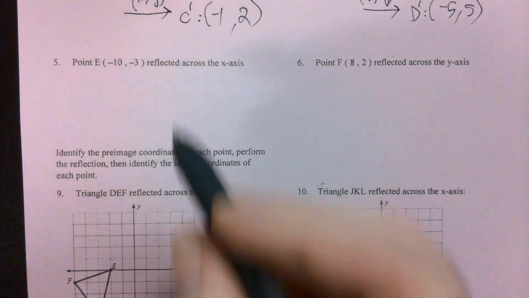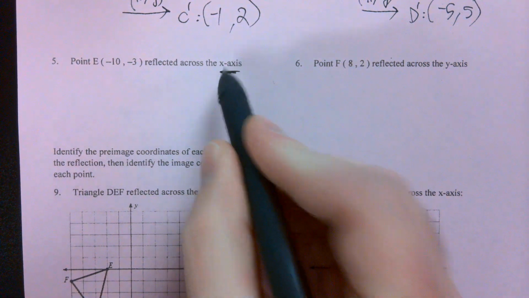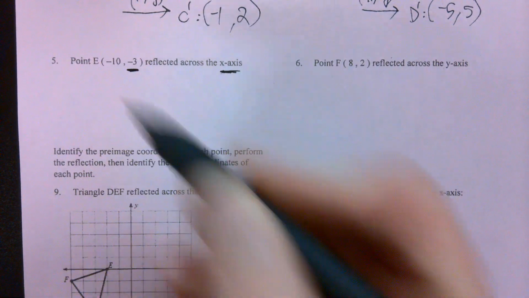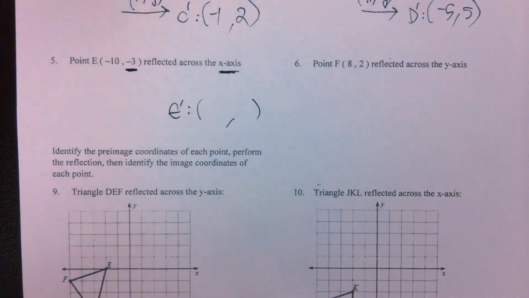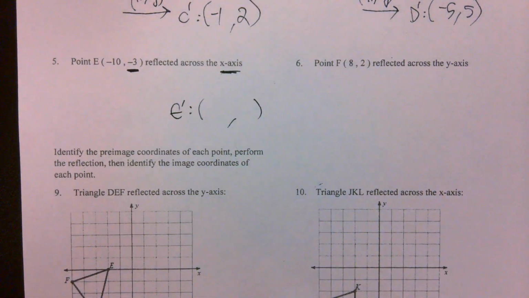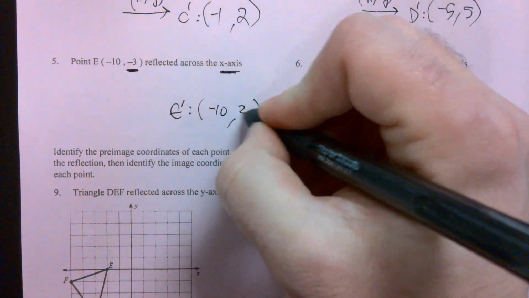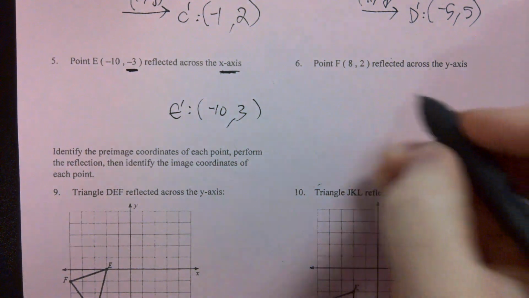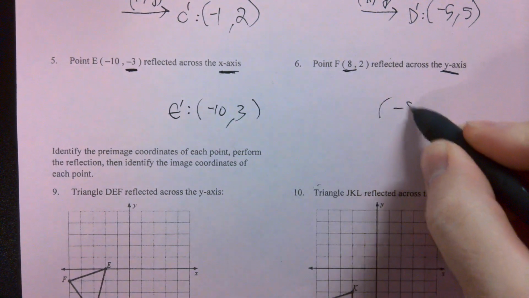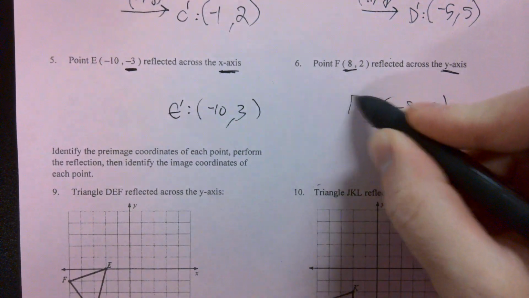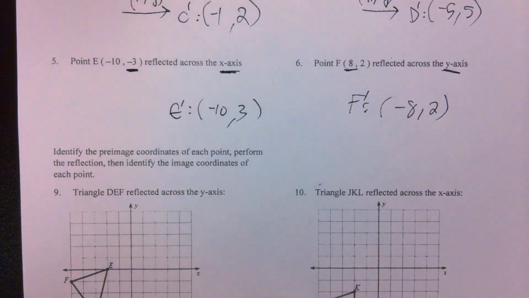In number 5, we see x-axis. We're going to change the sign of our y coordinate. E prime would then be what? Negative 10, 3, absolutely. Point F, we flip across the y, we change the sign of our x. Negative 8 comma 2 is my F prime point.